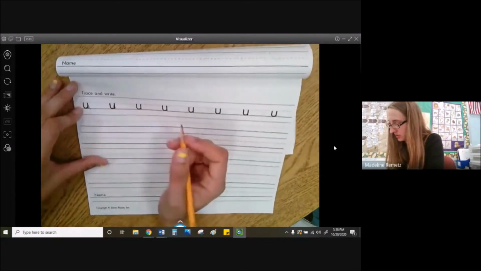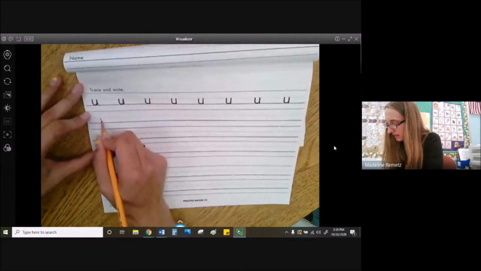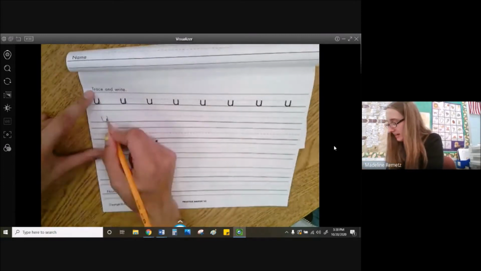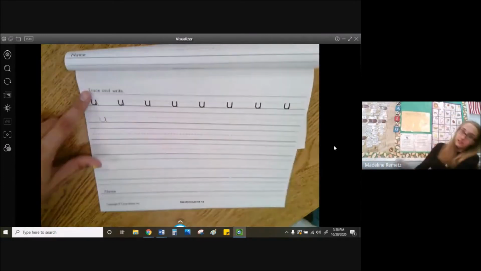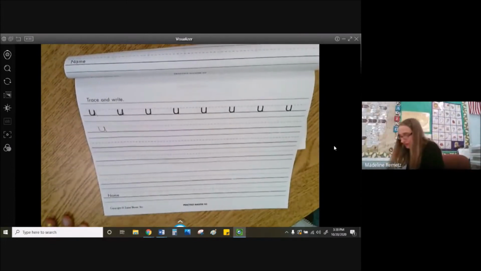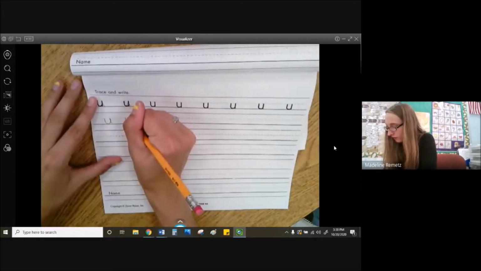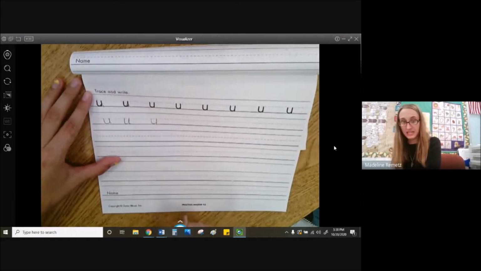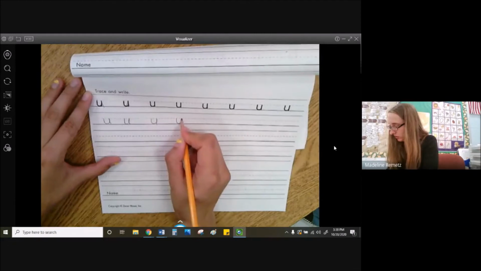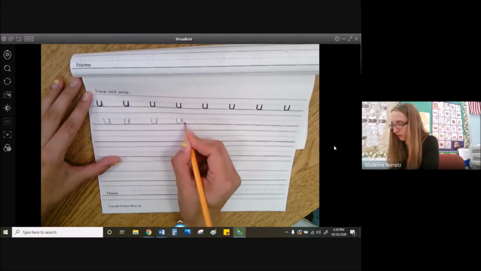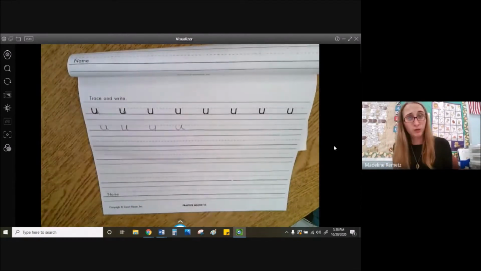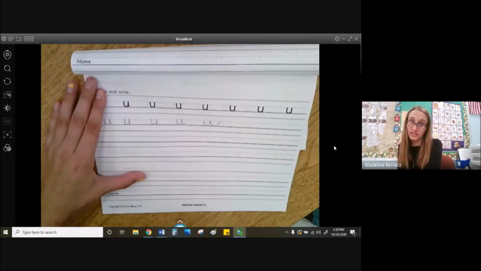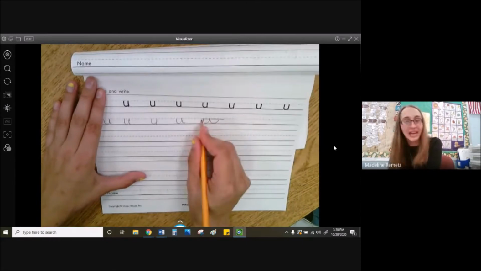Lowercase u is a smiley face starting from left to right, and it doesn't go above that middle line. It also has that little leg sticking out there, so make sure you have that little curve going out. Some people like to do the U and then draw the line down. Some people have their little U and then starting from the top, they curve out. Whichever is easier for you, as long as your U doesn't look like this. Because what does that look like? A W, and we can't have that.